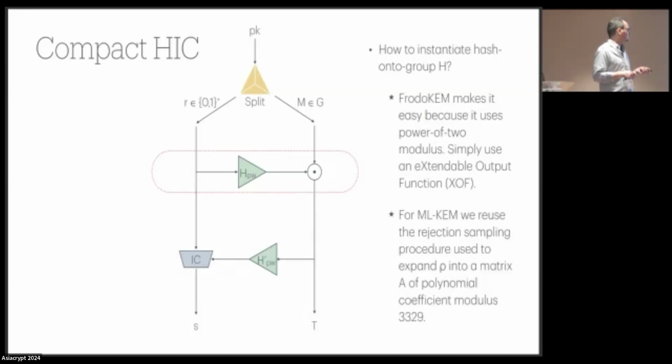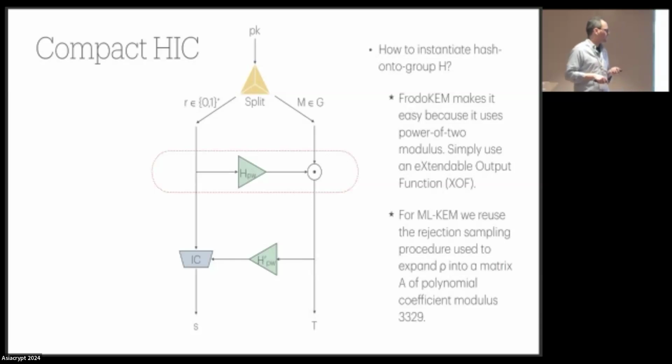There's still the question of how to instantiate this hash function. The whole idea is not having to instantiate an ideal cipher over a group, but we still have a hash function onto a group. We can see that FrodoCam, for instance, has group elements that can be encoded as bits because they're modulo a power of 2. So we can simply take an extendable output function and just cut at the right place to obtain a group element.